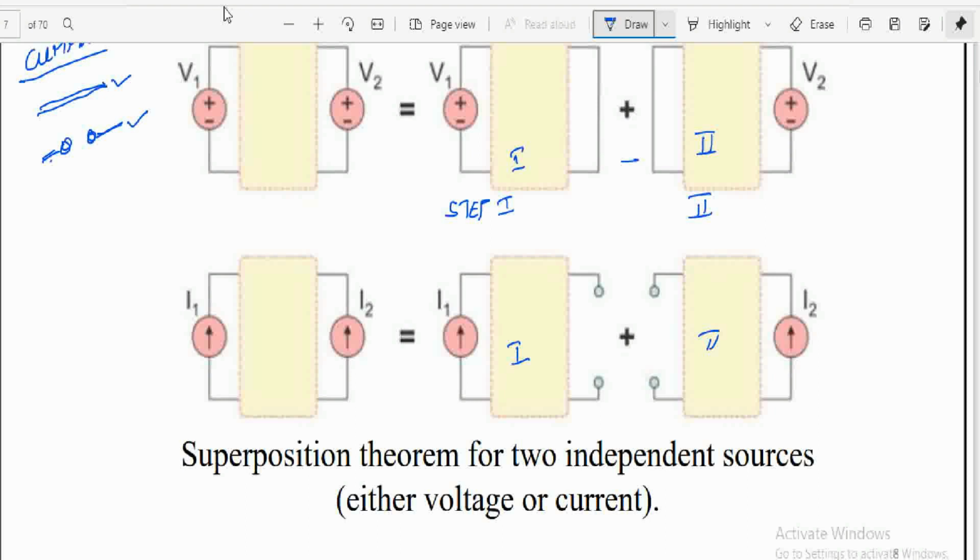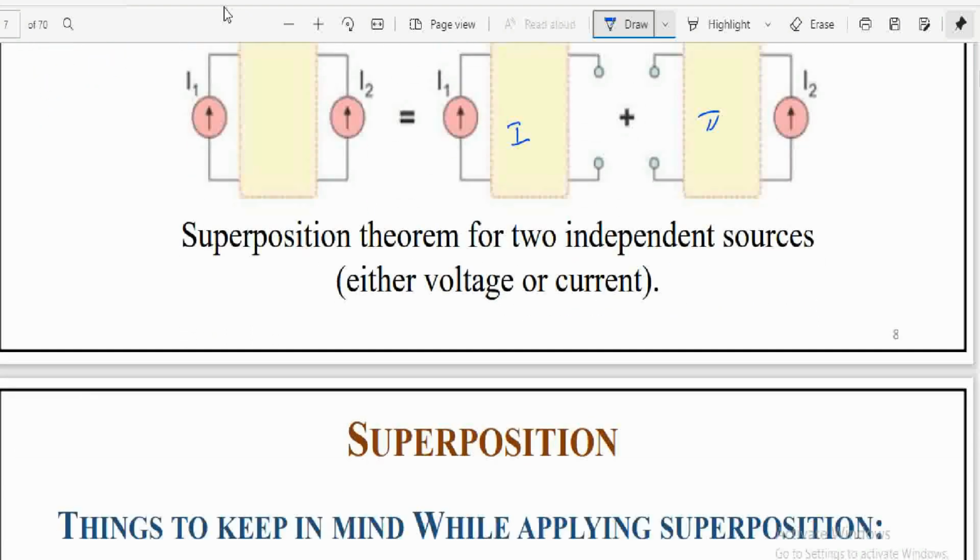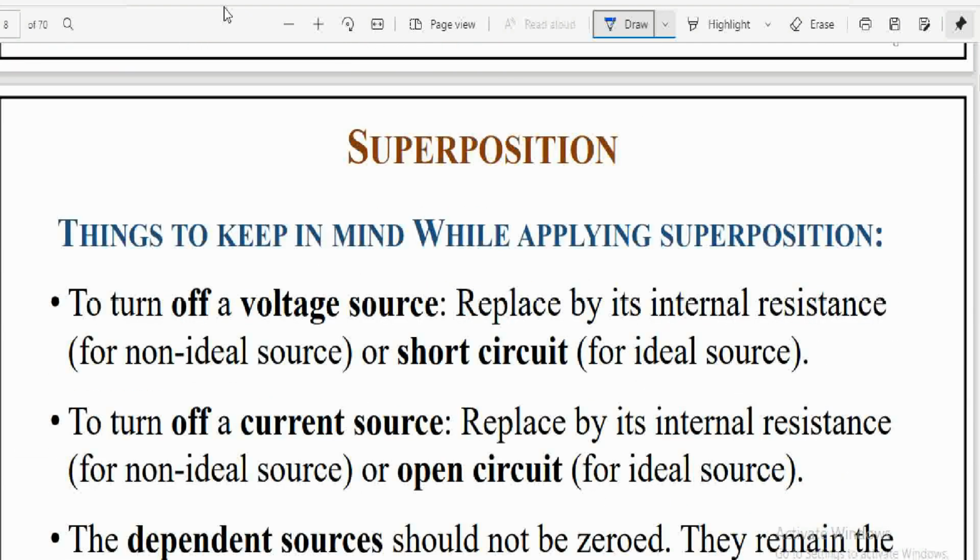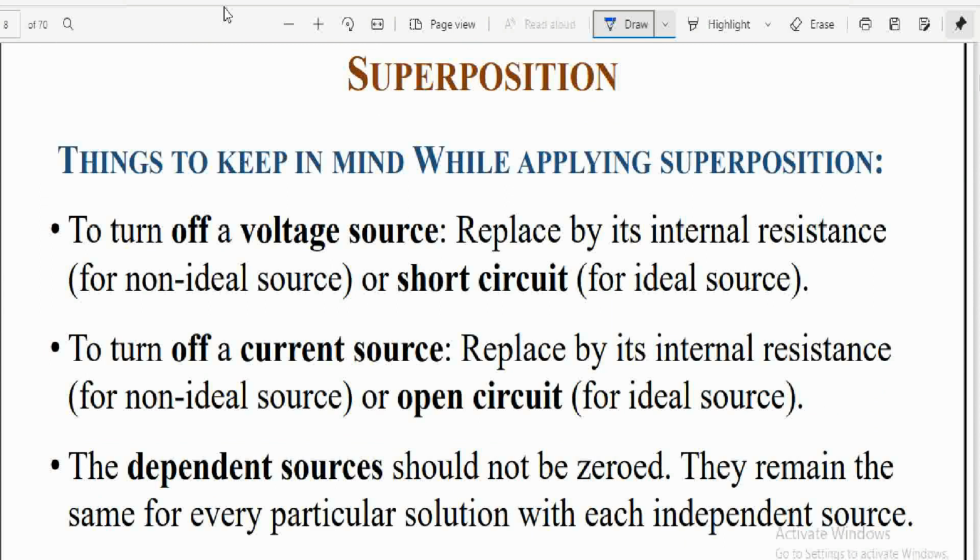I have seen one also, you have to consider. So, things to keep in mind while applying a superposition theorem. To turn off a voltage source, replace it by its internal resistance for a non-ideal source, and a short circuit for an ideal source.